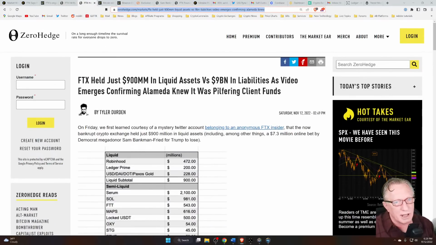Okay, and then here's another story. FTX held just $900 million in liquid assets versus $9 billion in liabilities. By the way, SBF had a personal net worth of $16 billion, which dropped to zero in a matter of 24 hours. Here's a guy worth $16 billion, now he's worth zero.